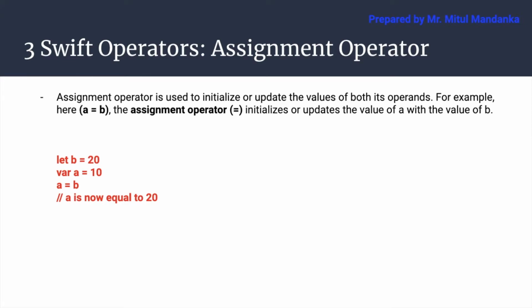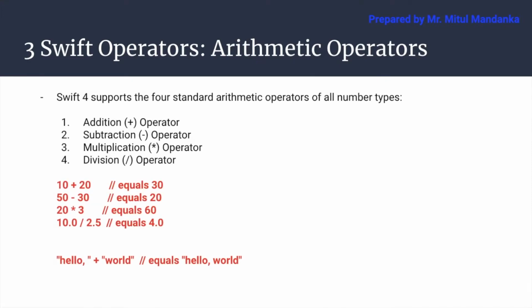So that's all about the assignment operator. Let's discuss the arithmetic operators. Swift 5 supports four standard arithmetic operators for all number types: addition, subtraction, multiplication, and division. Those are the standard arithmetic operators of the number types. Here we take one example, like 10 plus 20. After compiling the code, the value of that particular line is 30.